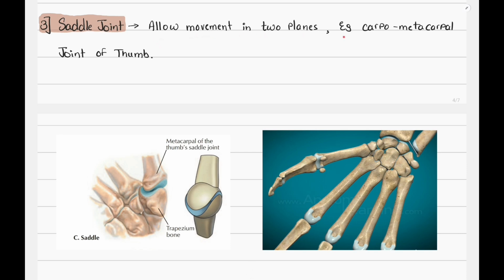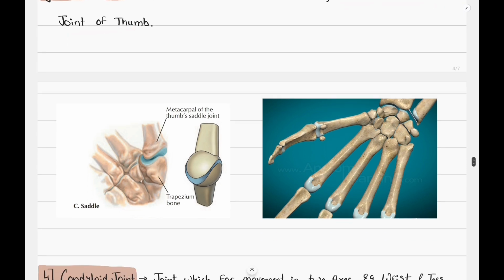The best example for this joint is the carpometacarpal joint of the thumb. You can see this is the thumb joint right here. It can go here as well and there, and also in the opposite direction in another plane.